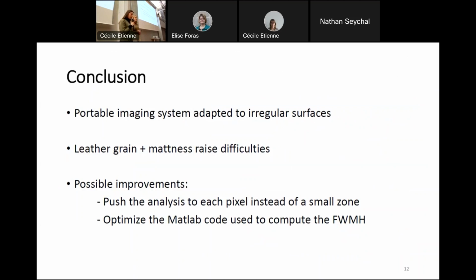To resolve this problem, it could be interesting in the future to push the analysis to each pixel instead of a small zone, and to optimize the MATLAB code used to compute the width of each curve. Thank you.